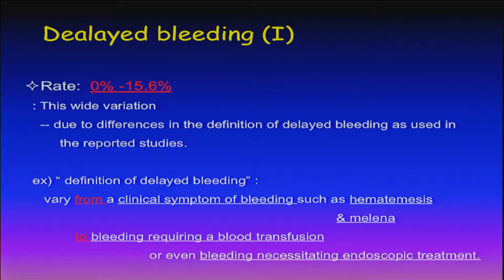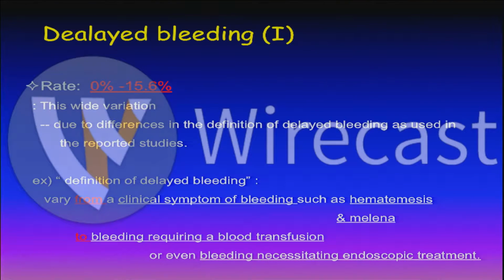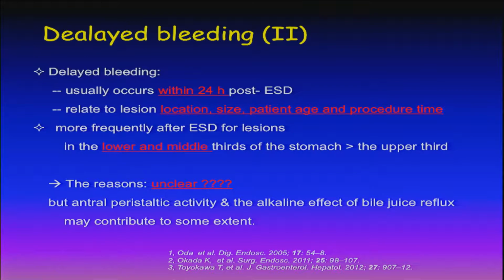The wide variation of delayed bleeding is due to differences in the definition. Like this, the definition of delayed bleeding vary from a clinical symptom of bleeding, such as hematemesis and melena, to bleeding required blood transfusion or bleeding necessitating the endoscopic treatment. Delayed bleeding usually occurred within 24 hours.